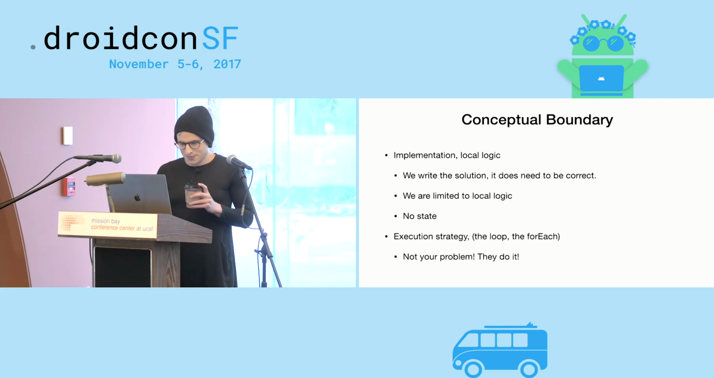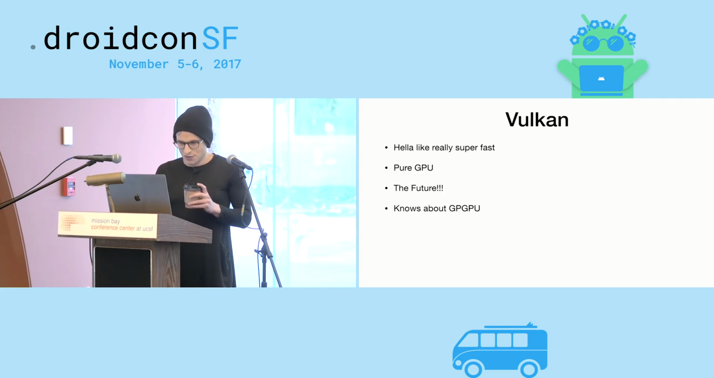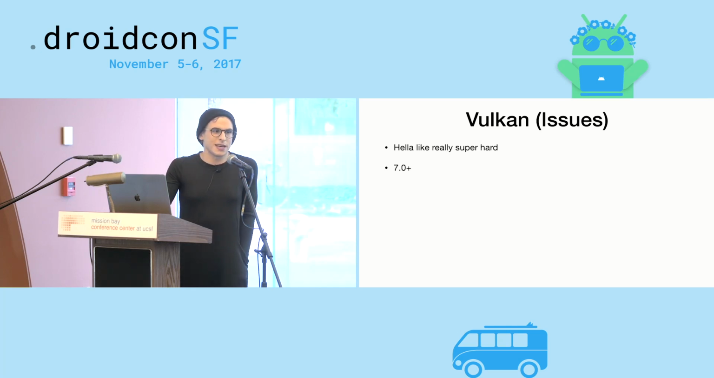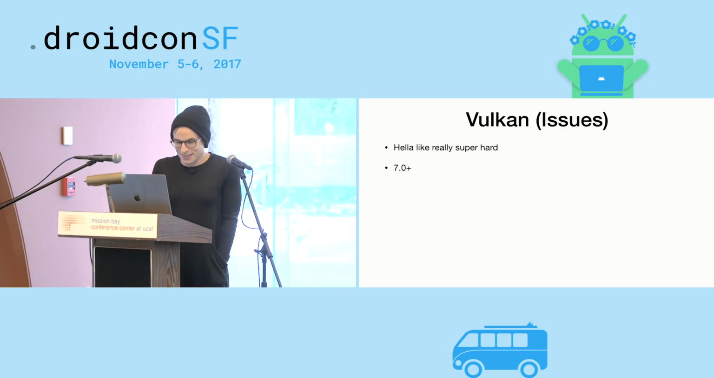Let's see. Vulkan. I haven't used it. I heard it's really fast. I also heard it's really hard. It's 7.0 plus, so it'd be only on the most modern devices. I think if you write it in RenderScript and the phone has a custom RenderScript driver that is utilizing Vulkan, then you're doing Vulkan and you didn't even realize it. But we haven't used it, at least not at VSCO.